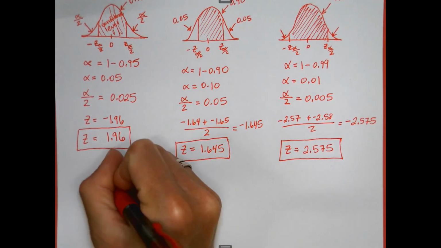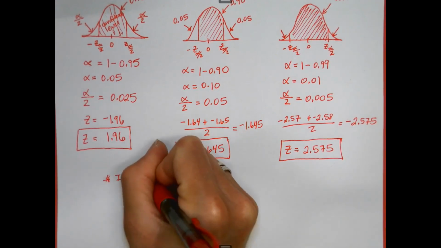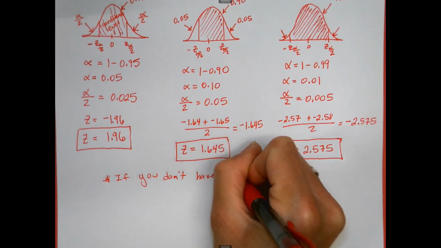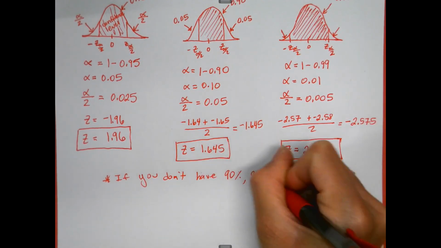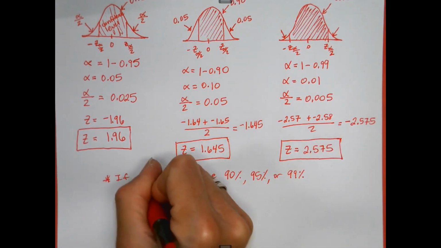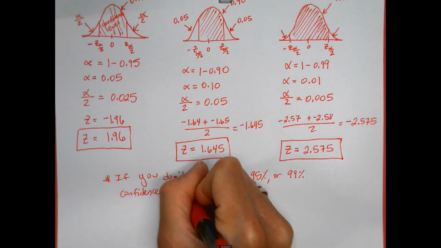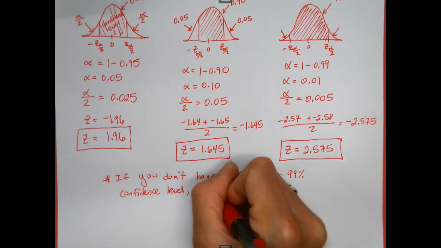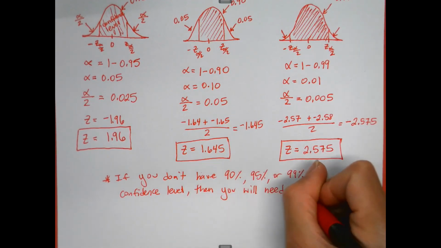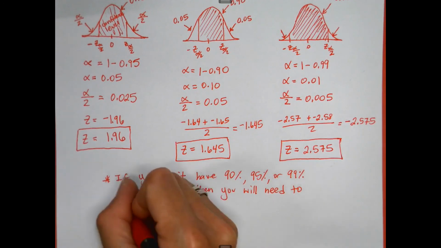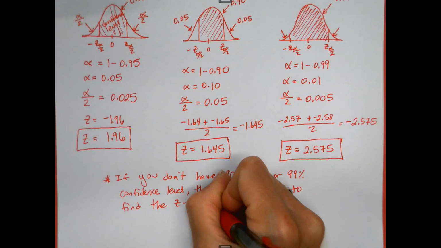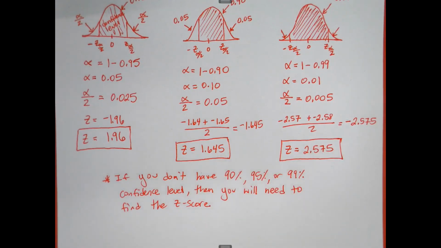However, if you don't have a 90, 95, or 99% confidence level, then you will need to find the z-score on your own.